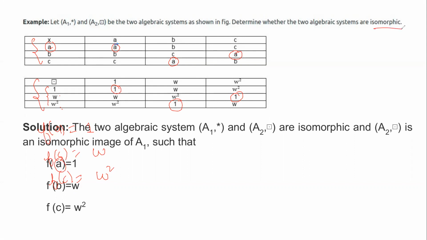If there was no possibility, suppose there was some element d and some element W cube and they didn't hold the same relation, then I would say that they are not isomorphic. As long as you are able to find a mapping such that the relationship in both of the tables holds, then you say that the given two groups are isomorphic. If it does not hold, then they are not isomorphic. Is this example clear to everyone?